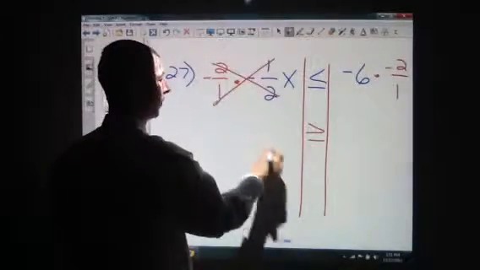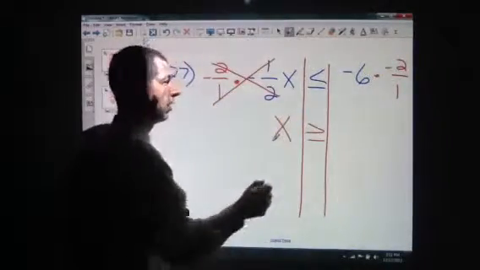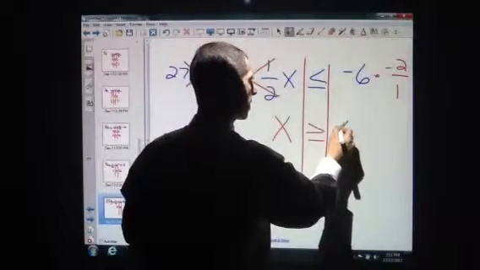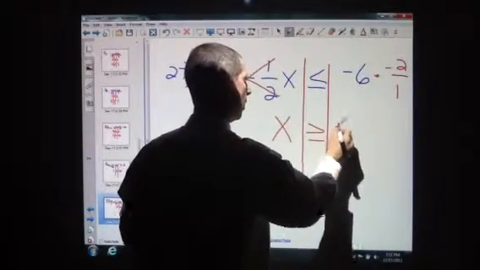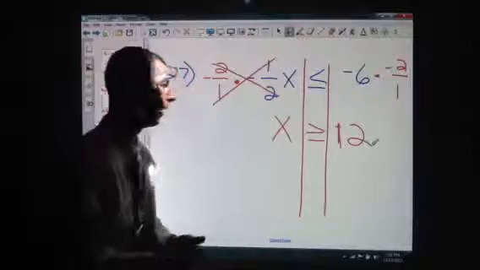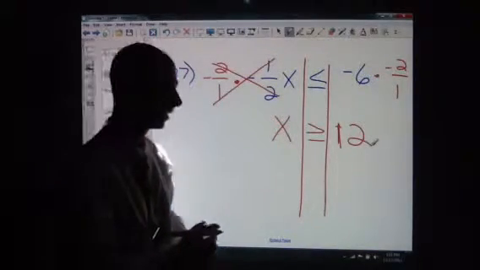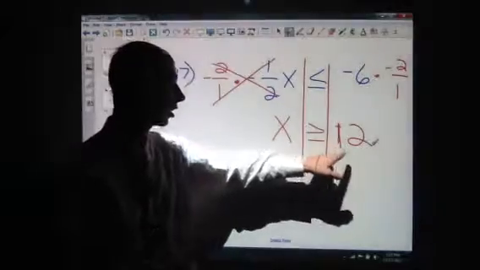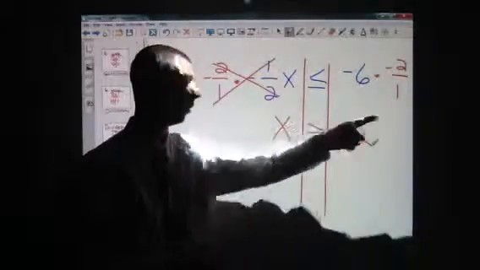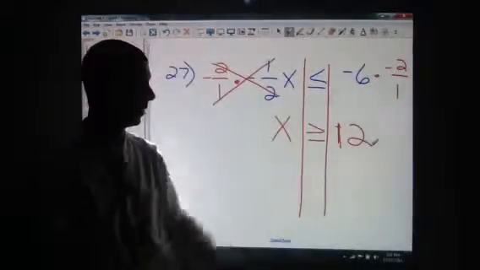These cancel, so we're left with x is greater than or equal to, in this case it's going to be positive 12, not negative 12. I started to put a negative there. So our answer is x is greater than or equal to positive 12. Darken circle at 12, oval going to the right, same way our sign is pointing.